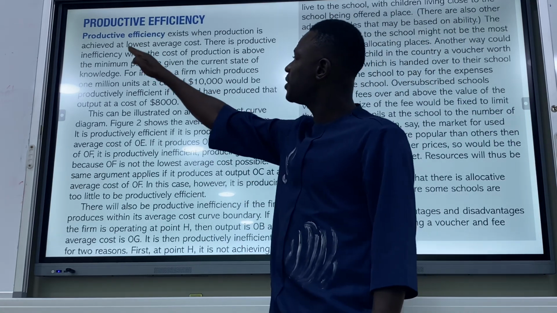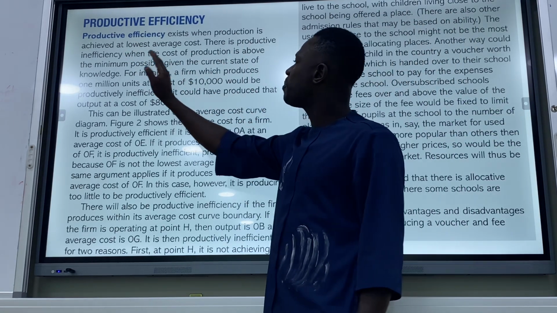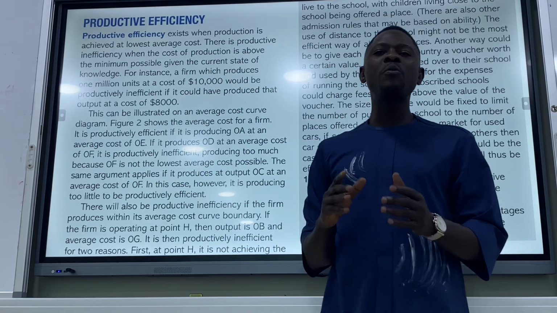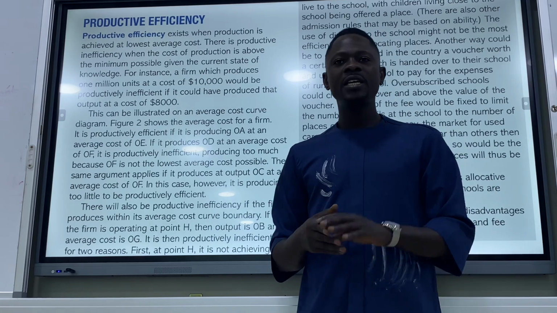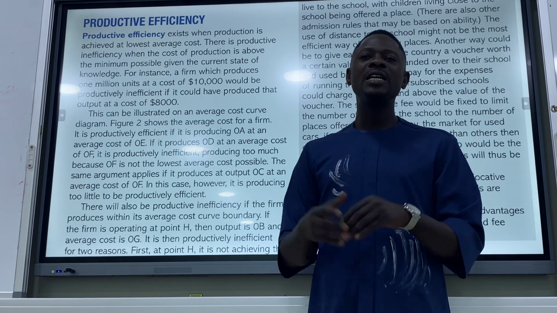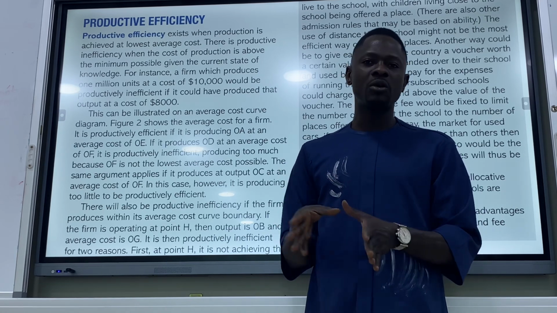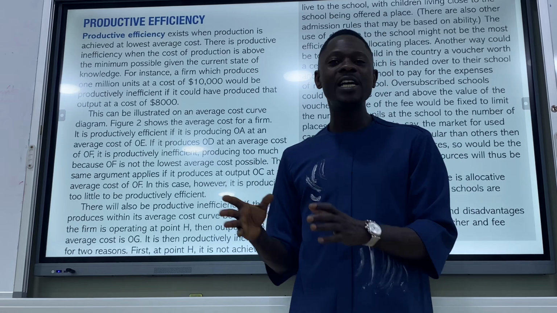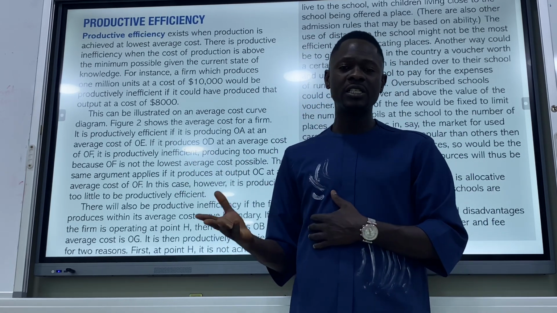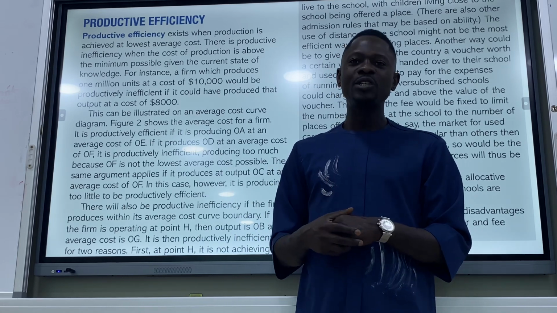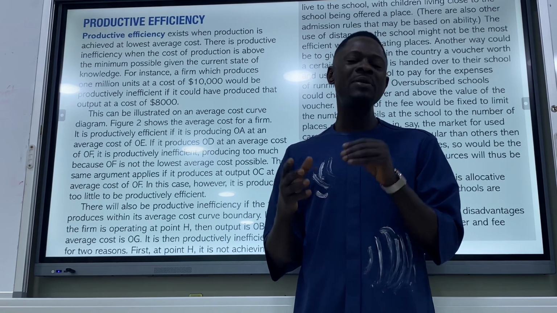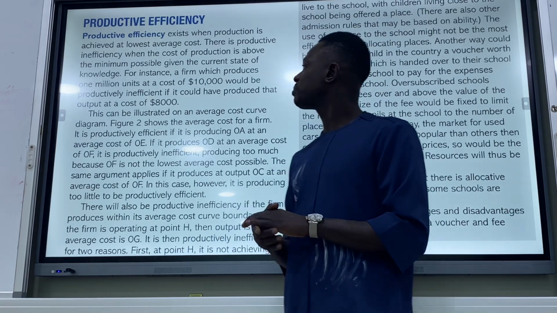There is productive inefficiency when the cost of production is above the minimum possible given the current state of knowledge. So a firm will be considered productively inefficient if it is unable to achieve the minimum possible average cost within the industry, based on the knowledge it has access to. That means a firm is productively inefficient if it is unable to use its resources to achieve the lowest, minimum possible average cost of production.